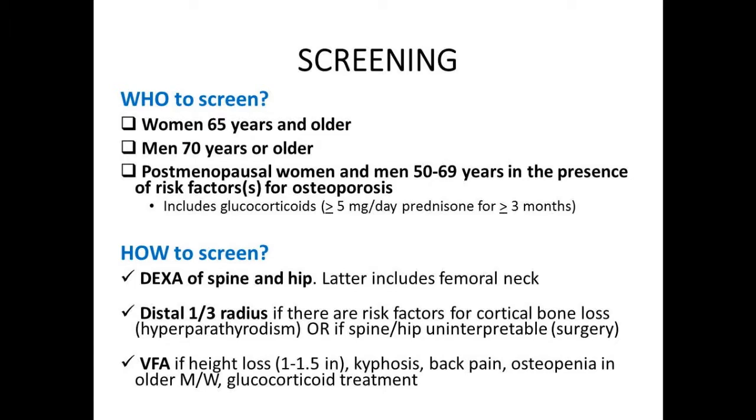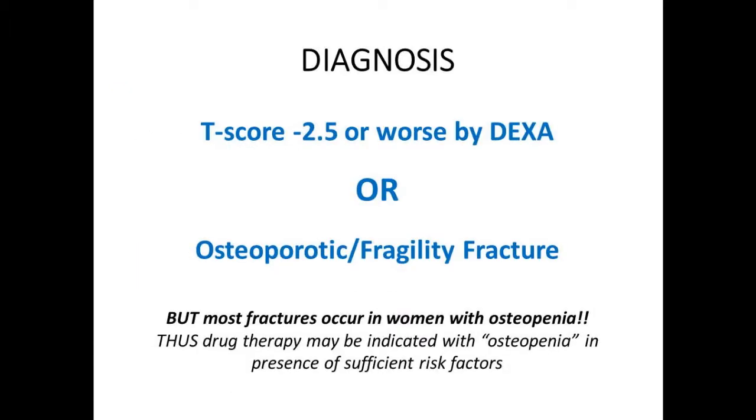So diagnosis, pretty simple, 2.5 or worse by T-score on your DEXA scan. Or if you've suffered a fracture already, you know that person has poor microarchitecture, even if they don't have poor bone density. The clinical dilemma is most of the fractures in this country occur in people who don't have, quote, osteoporosis. They have T-scores of -1.5 and -2.1. Osteopenic, it's just because that's such a bigger pool of people. You know, there's so many people out there with osteopenia. So we will talk about which folks with, quote, osteopenia should you consider drug therapy in.